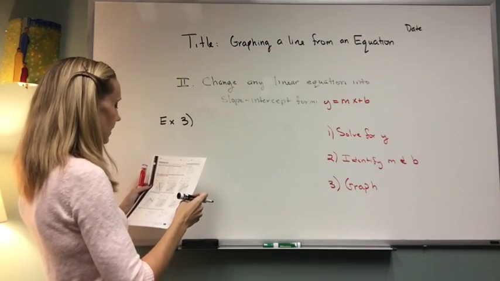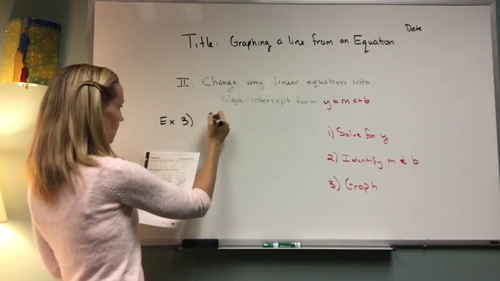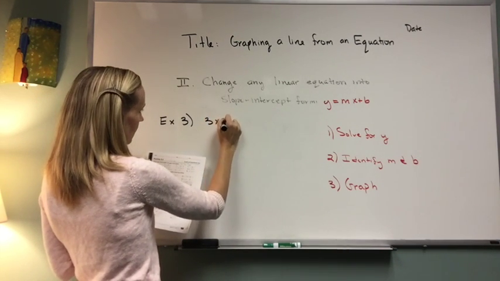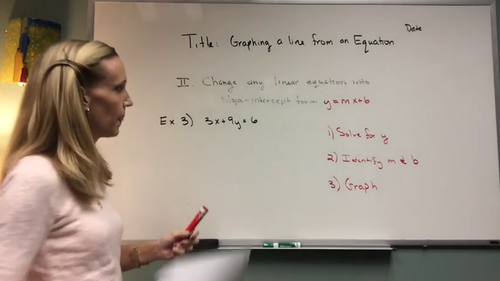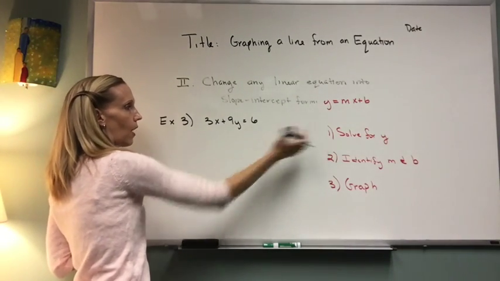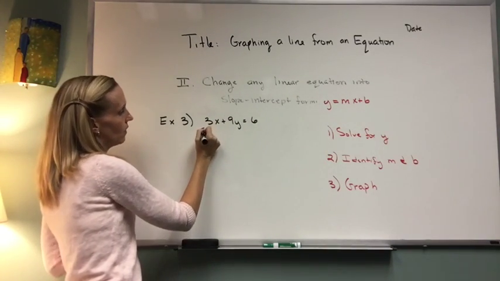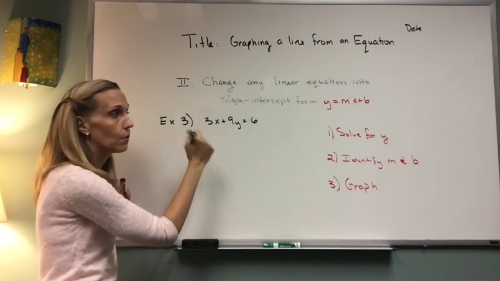Ooh, let's see. Let's do 3x plus 9y equals 6. All right. First step, solve for y. Work from the outside in. So we have a positive 3. We're going to do the exact opposite, which is a negative.